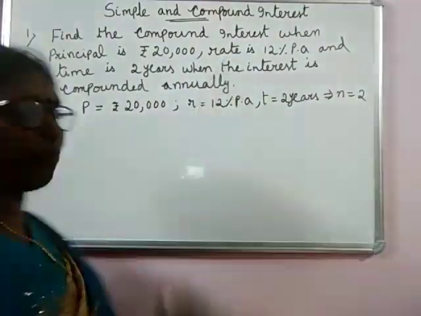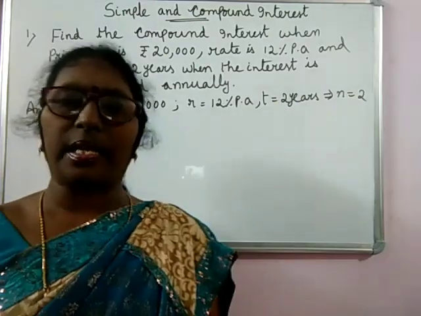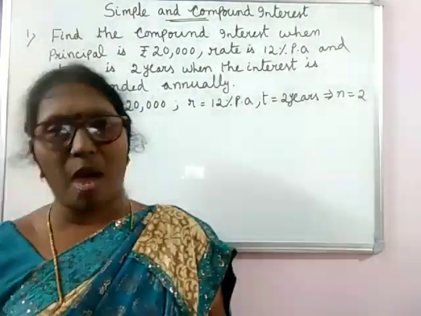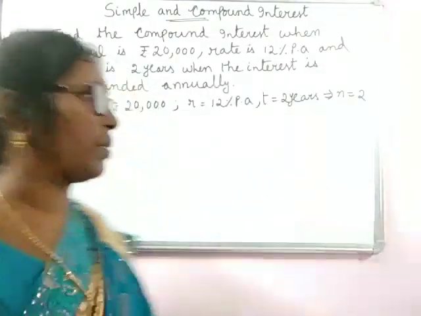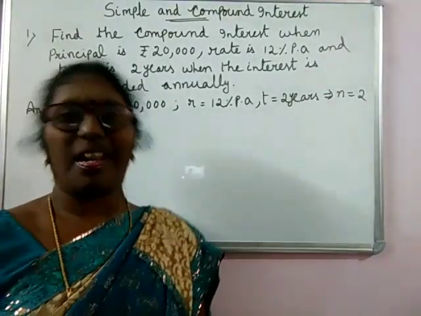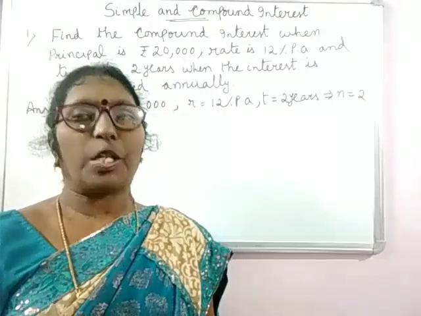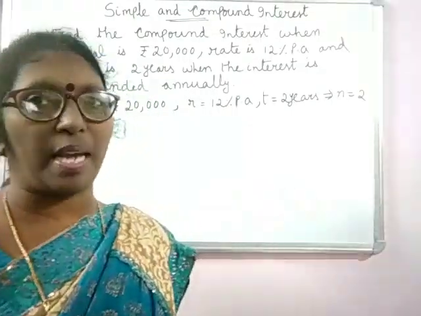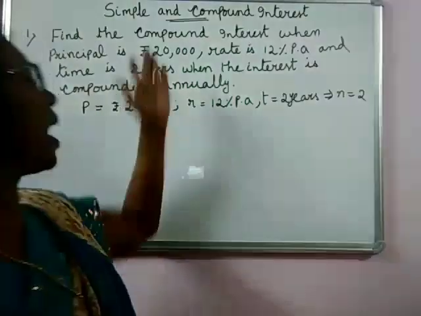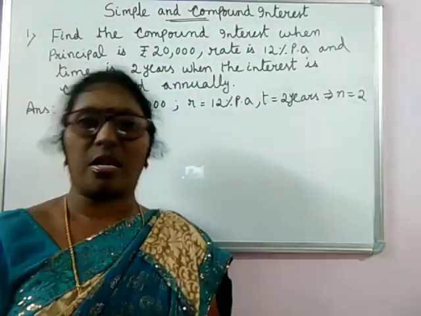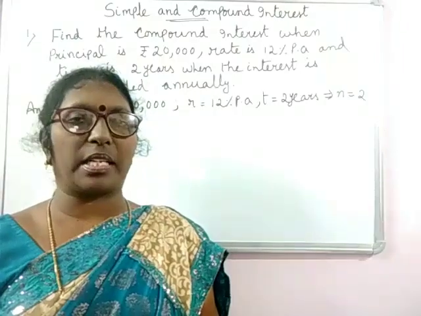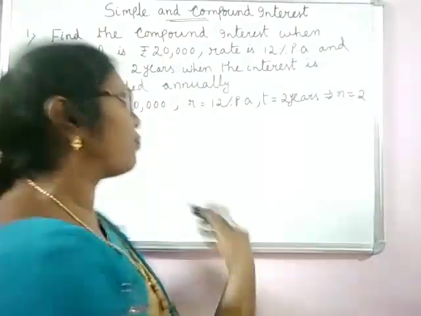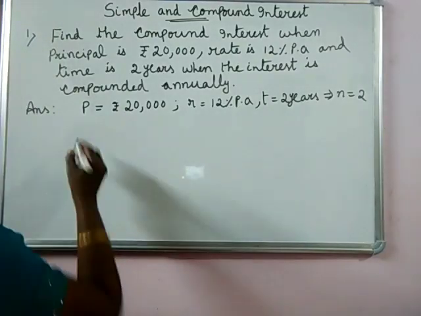Question is find the compound interest. Either directly by using the compound interest formula you can do, or find the amount and find the compound interest. Always I prefer and also I suggest you to find the amount, then subtract principal from the amount, because sometimes both the things will be asked. Find the amount and compound interest. In that case anyway you have to find the amount. So let me find the amount, then compound interest.